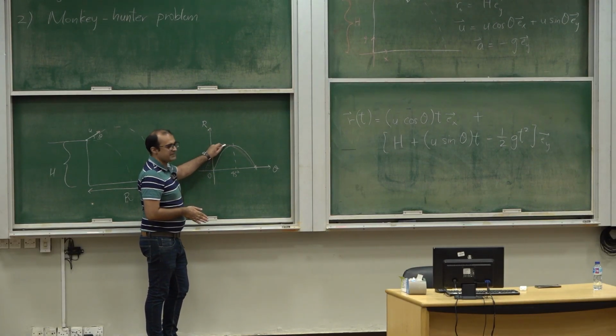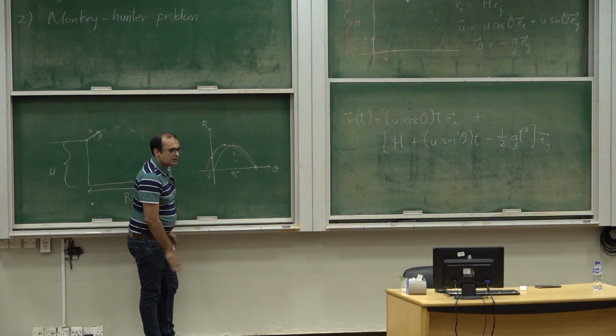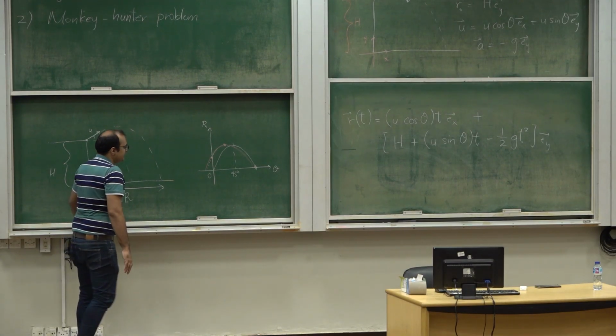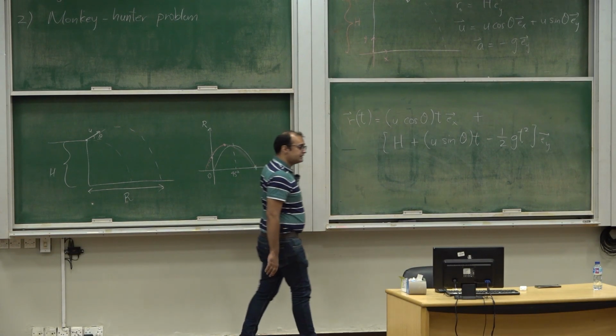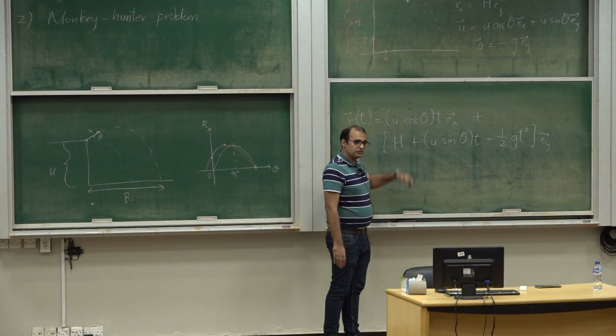So that's why there must be a maximum point. Okay, so much for that. Let's work it out. How in the world do you use this to figure out capital R?